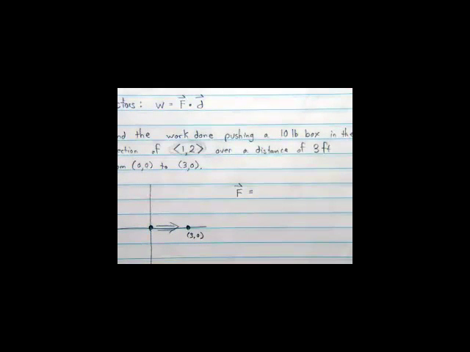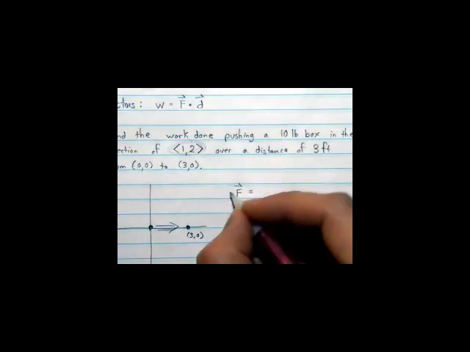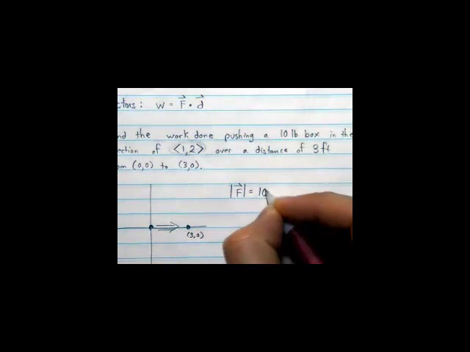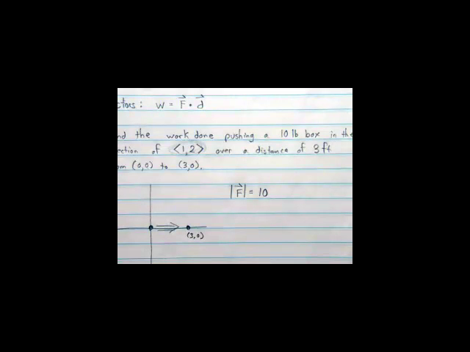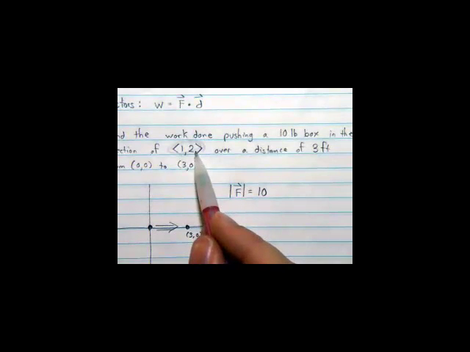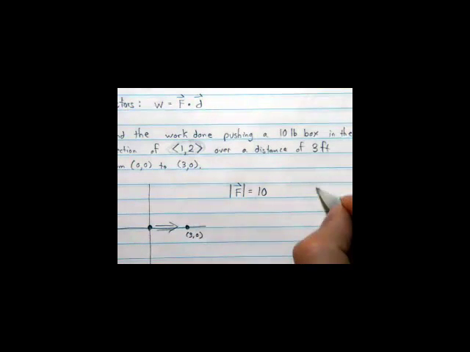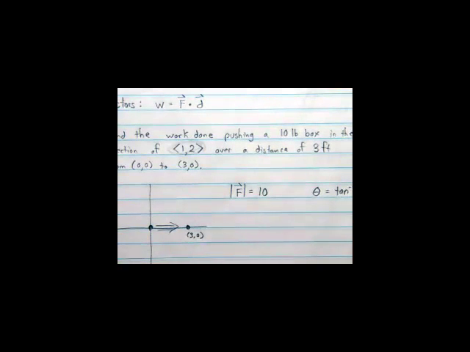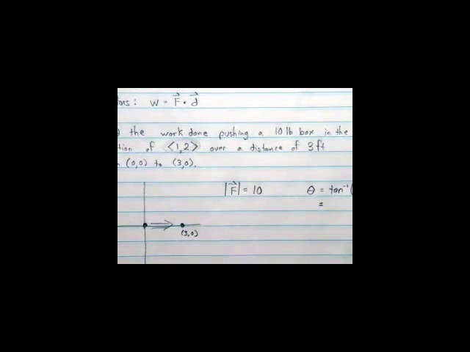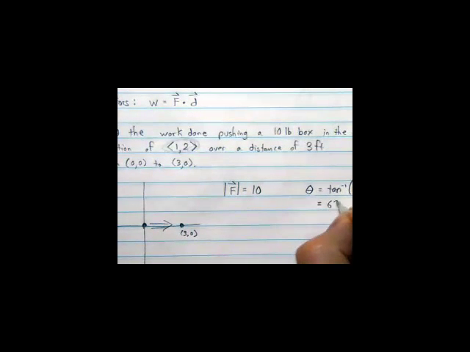So what is the magnitude of the force vector? 10. So the magnitude of the force vector is 10. If I'm going to create a vector with a magnitude of 10 in the same direction as <1, 2>, what do I need to know about <1, 2>? Its angle, right? Same direction, I've got to get its angle. So I've got to do my inverse tangent of 2 over 1, which is 63.4 degrees.